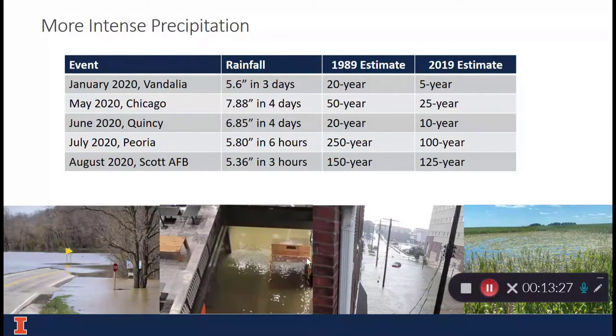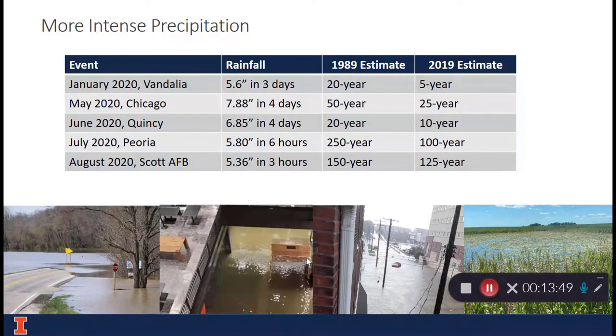Along with more rainfall, more precipitation overall, we're also seeing more intense precipitation. Now, there's lots of different ways we can represent rainfall intensity. It can be a difficult subject to breach, can be a difficult subject to communicate. One way I like to do it is talking about the estimated recurrence interval.